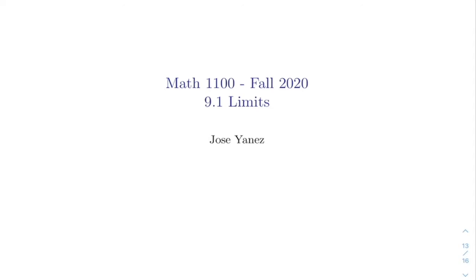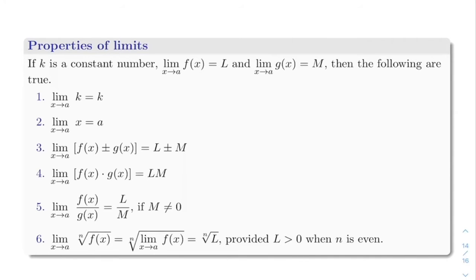In this last video of this section, we will introduce some properties that will help us when computing limits. The properties that we will study are the following. So throughout these properties, k will be a constant number. The limit of a function f when x goes to a will be equal to L, and the limit of a function g when x goes to a will be equal to m.